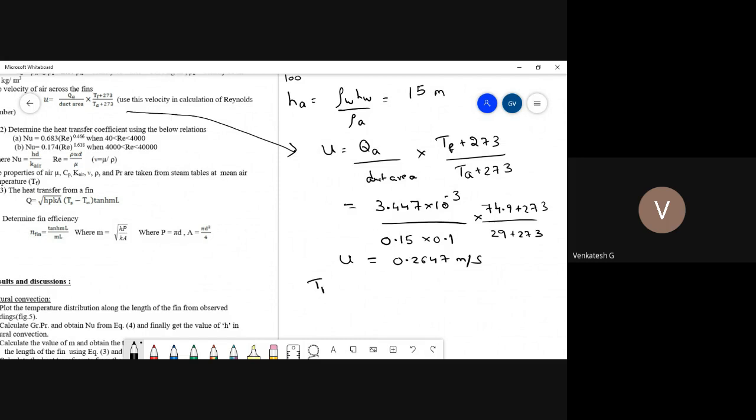Now calculate the film temperature. The surface temperature we are going to get by taking the average of the temperatures in forced convection. So it will be around 120.8 plus the ambient 29, divided by 2. So it will be around 74.9 degrees centigrade.